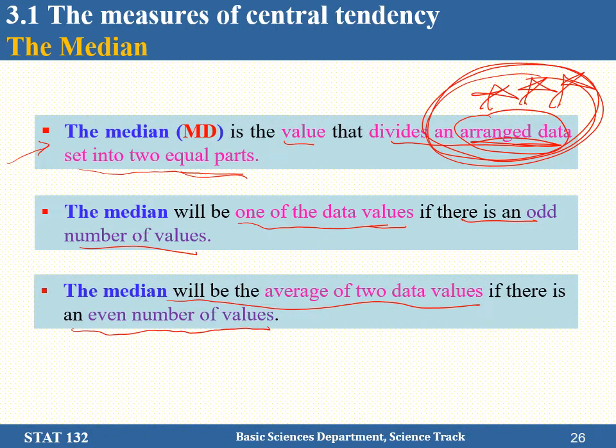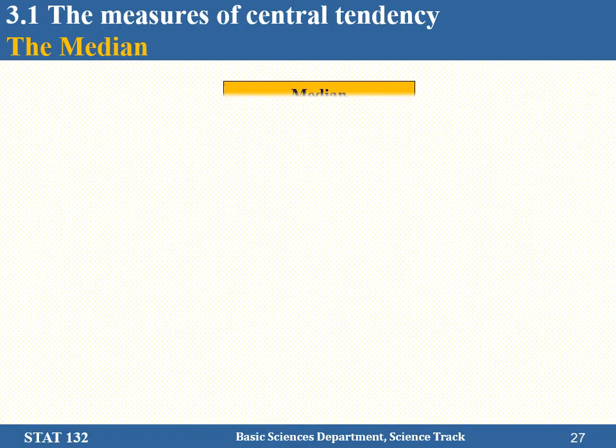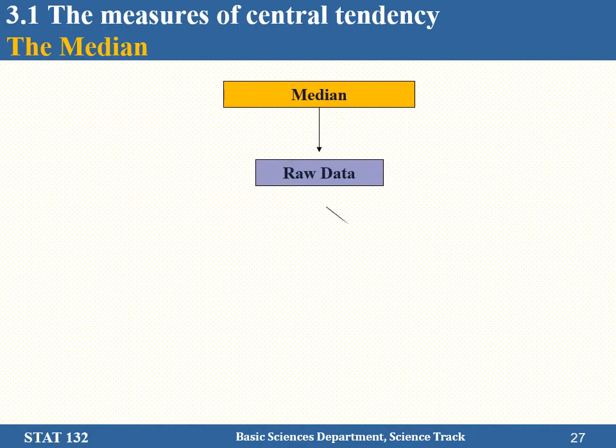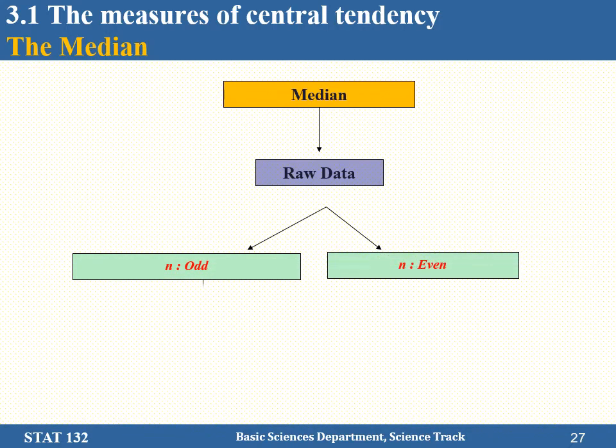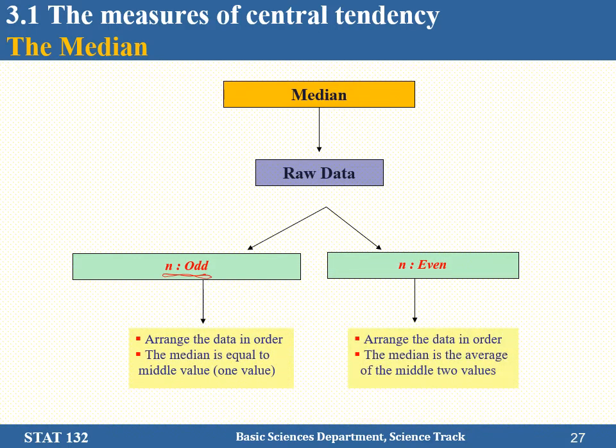You will see them in the examples. This is very easy. Now, for the raw data, how do you find the median? You look at the raw data. If you have an odd number of values, you arrange the data in order, and you find the number in the middle. This will be your median. But if you have an even number of values, you arrange the data in order, then the median is the average of the middle two values. We will see them in the examples.